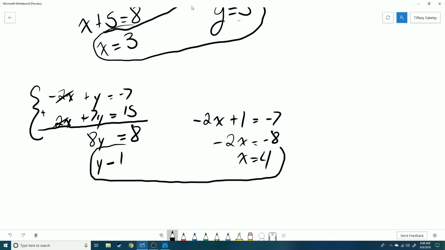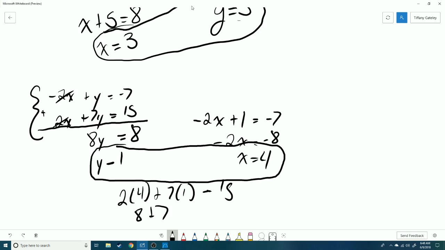And again, if you want to double check yourself, just plug both of these into an equation and see if it works. I'd plug it into both. So we already know it works for the first equation. Let's plug it into the second equation. So 2 times 4 plus 7 times 1 equals 15. So this is 8 plus 7 equals 15, and 8 plus 7 is 15, so that checks out. So that is truly your answer.